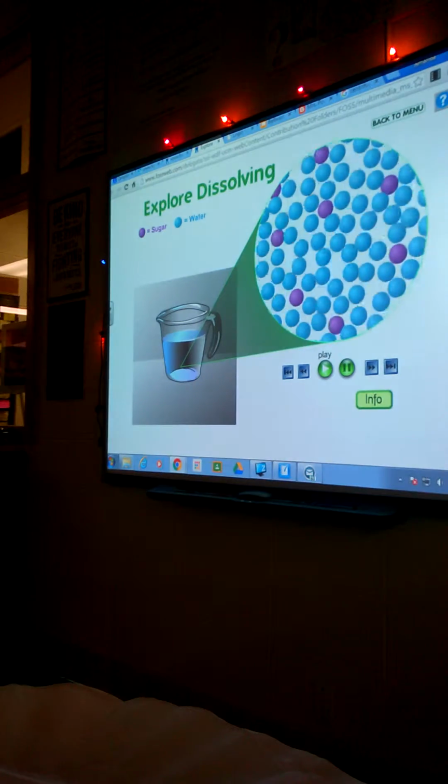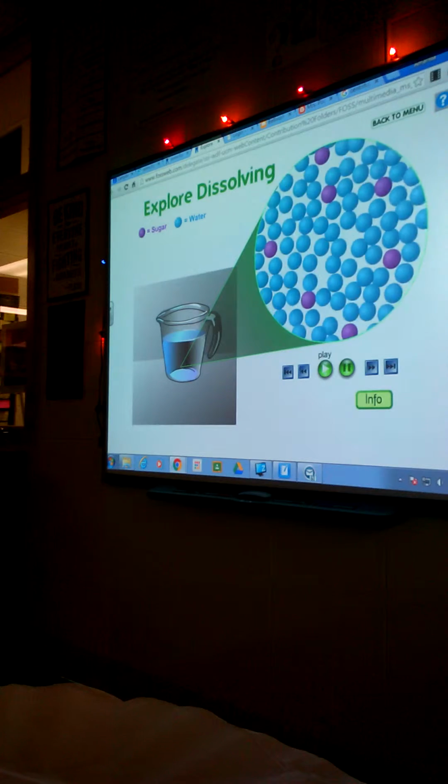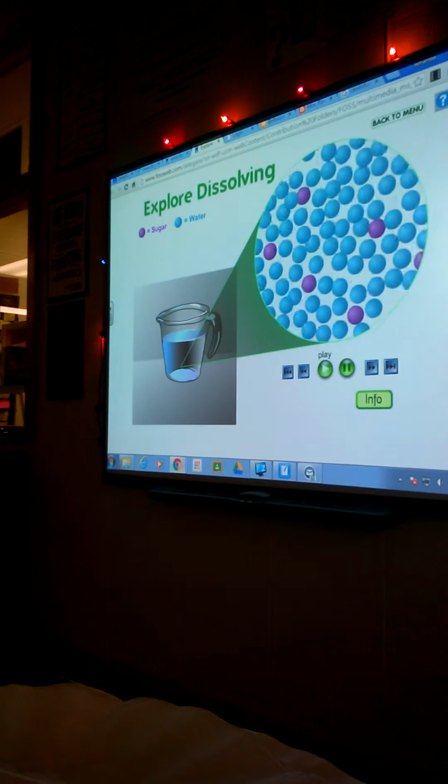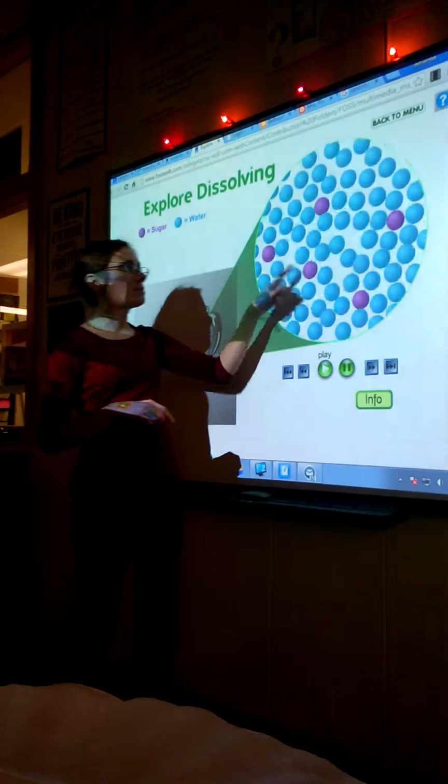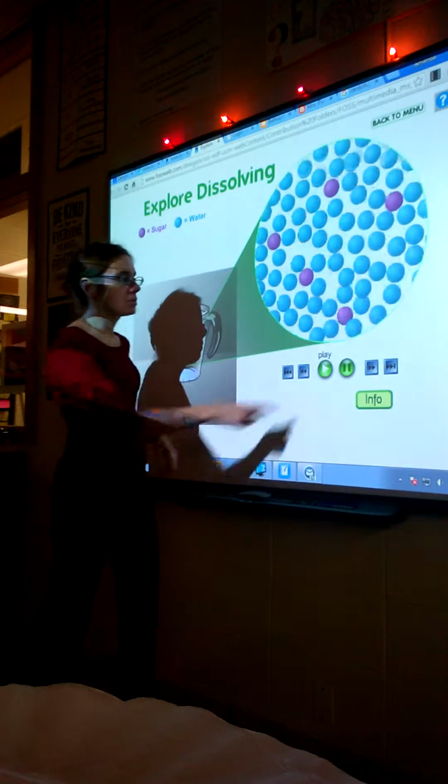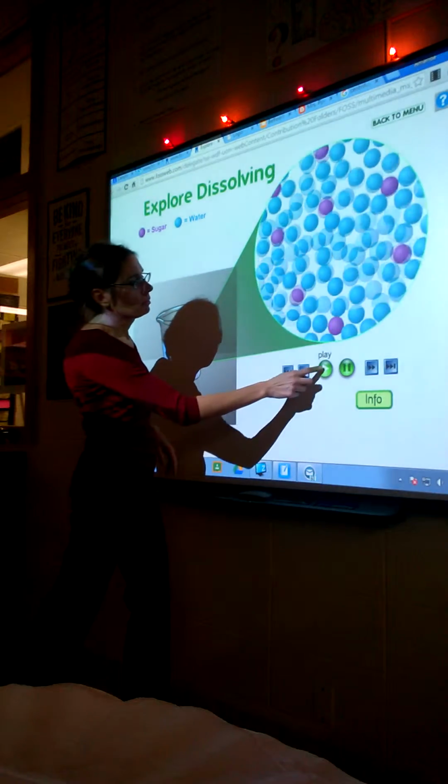Okay, so solvents, there's always more of, and the solvents do the dissolving, and solutes, there's less of, and they're the thing that gets dissolved. So let's see this in action one more time.